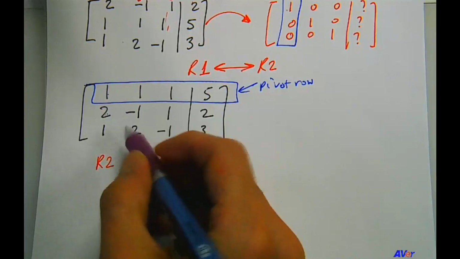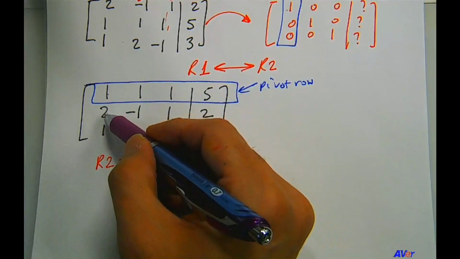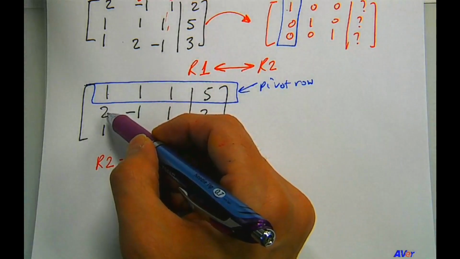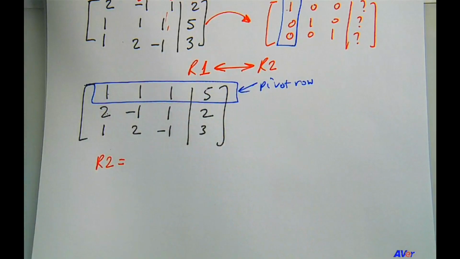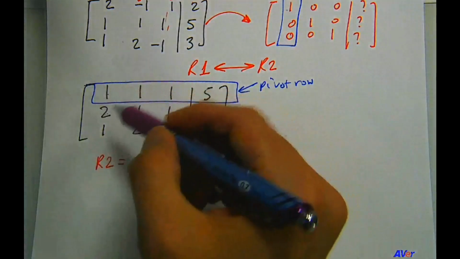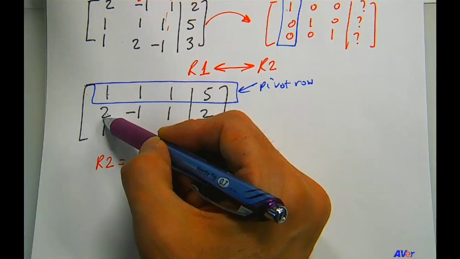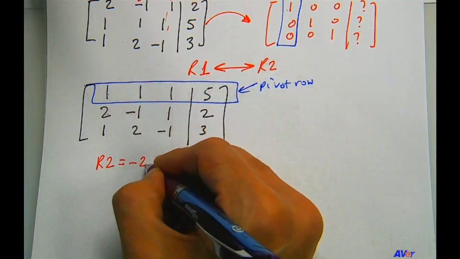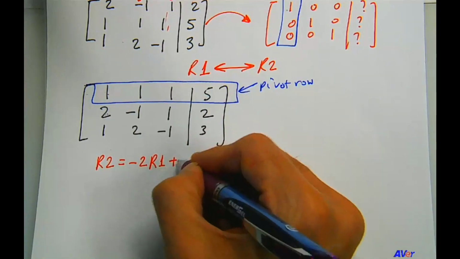So row 2, that's where the 2 is, equals, all we need is add a negative 2 to this 2 to get a 0. But where does the negative 2 come from? It can come from multiplying the pivot row by minus 2 and adding it to this 2. So minus twice row 1, which is the pivot row, plus row 2.